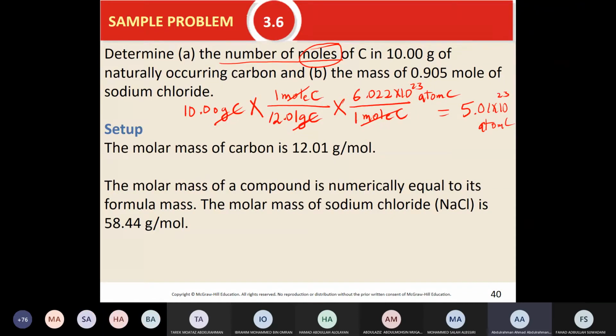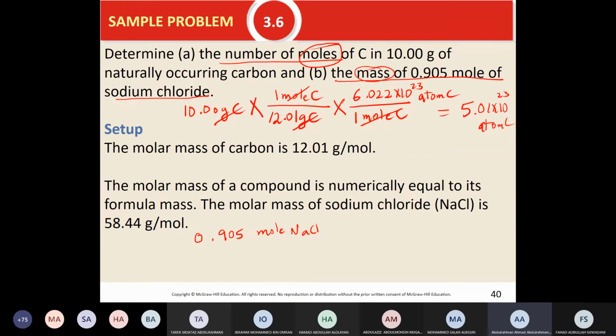Yes. Right. Now, the molar mass of sodium chloride NaCl. We'll solve part B: the mass of 0.905 mole of sodium chloride. So if I have 0.905 mole NaCl, what is the question asking? The mass. So what should I do?